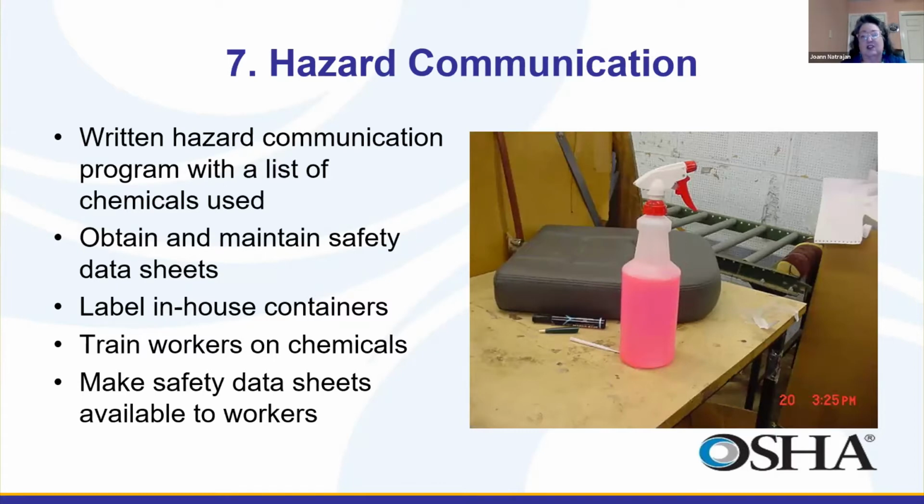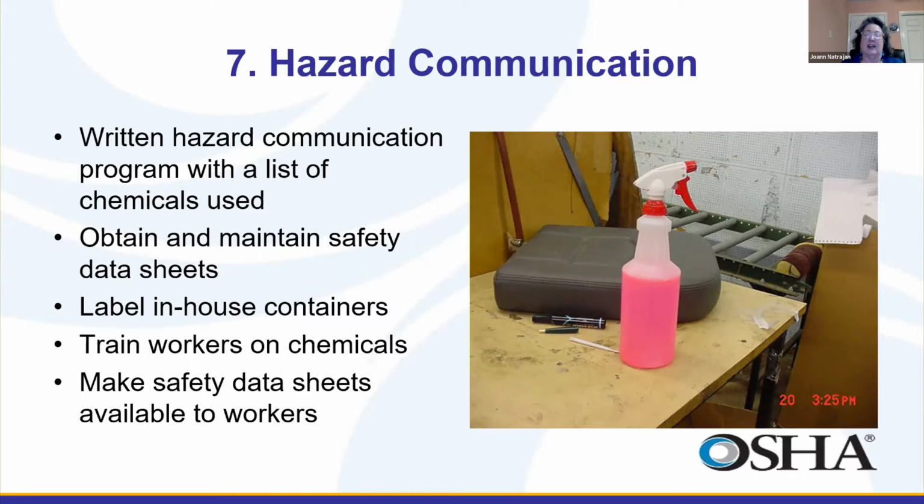Hazard communication is OSHA's regulation that addresses how workers are going to be informed of the hazards of the chemicals that they use in the workplace. It requires employers to obtain and maintain the safety data sheets on each chemical product and have a list of those chemicals, and also make the safety data sheets available to workers during their shifts.